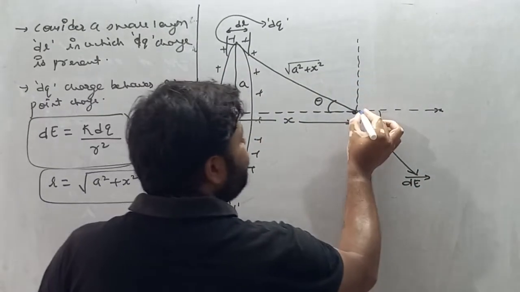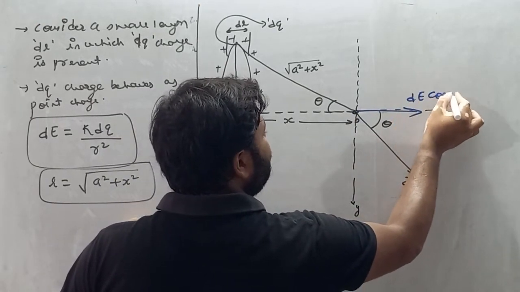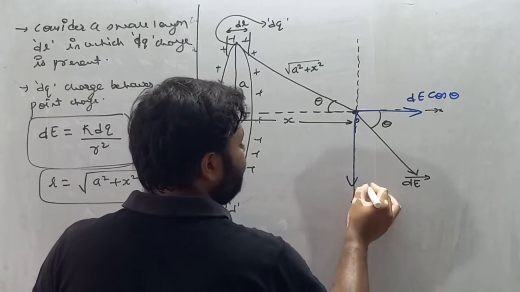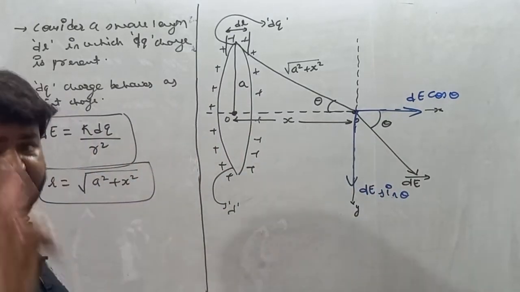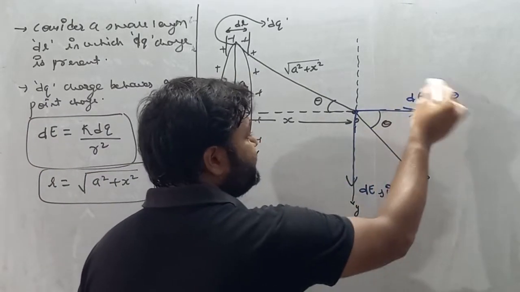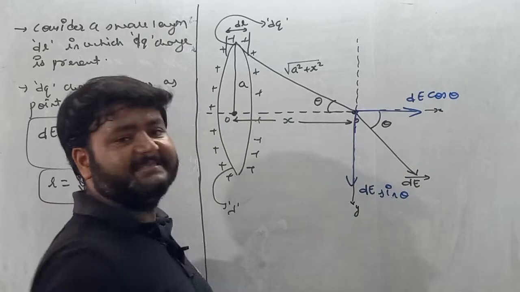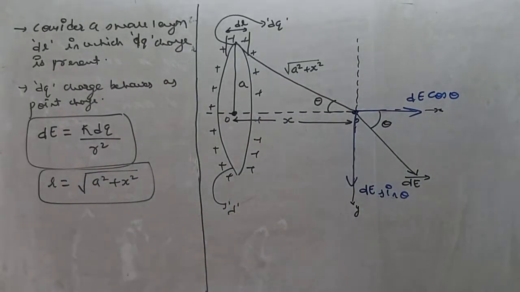So the electric field along the x-axis will be like this, and it is dE cos theta, and the electric field along the y-axis is dE sin theta. So we have two different components of electric field from point P, dE cos theta and dE sin theta.